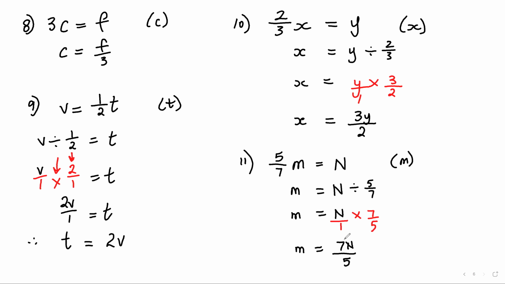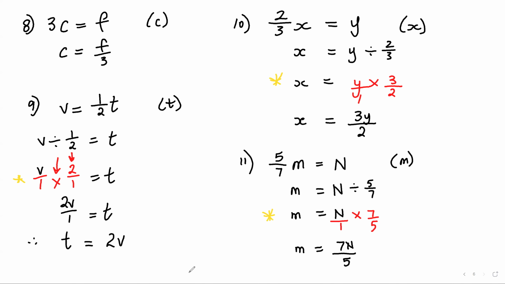And that would be your answer, 7n over 5. So to get rid of a fraction when it's the coefficient, you divide by it, but you have to recall this critical thing, which is that when you divide by a fraction, you actually multiply by its reciprocal. So that is very important for questions like that.